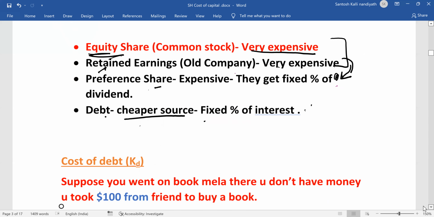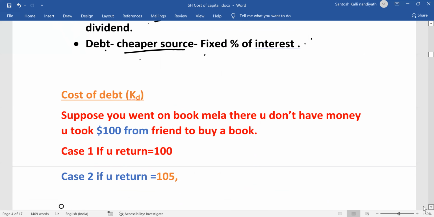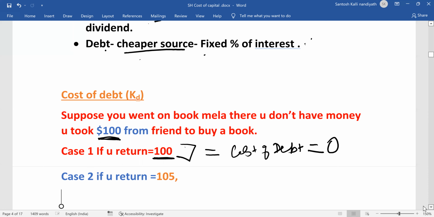So, cost of debt. Starting with one example. Suppose you went to a book fair, and you don't have money, so you took $100 from your friend to buy a book. Case one: if you return $100, are you paying any extra cost of capital in this case? No. Because it is kind of debt, correct? You are borrowing money. So here the cost of debt is 0.